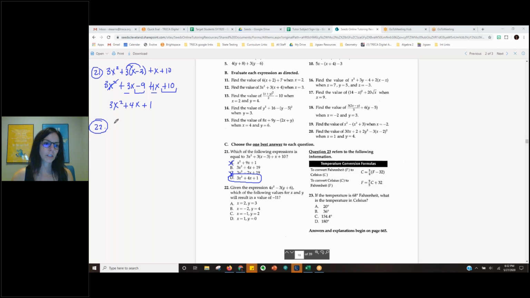So number 22, they give us an expression. It's 4x squared minus 3 times y plus 6. Oops, hold on. And then they say, given the expression 4x squared minus 3 times the quantity y plus 6, which of the following values for x and y will result in a value of negative 11? So what they want us to do is plug all of those combinations in. It's going to take a little while. So you can start with the first one. They said first replace the x with a 2 and replace the y with a 3.